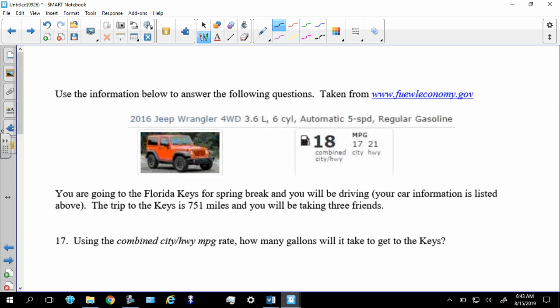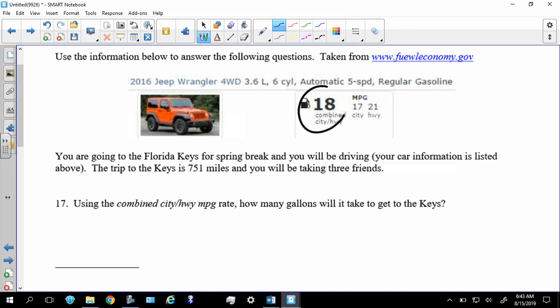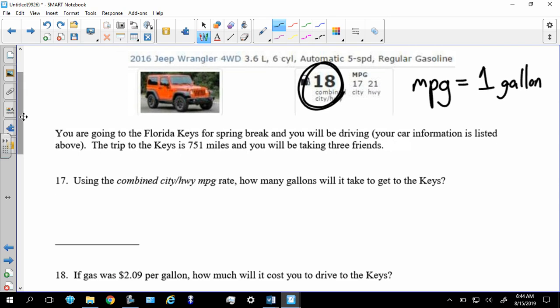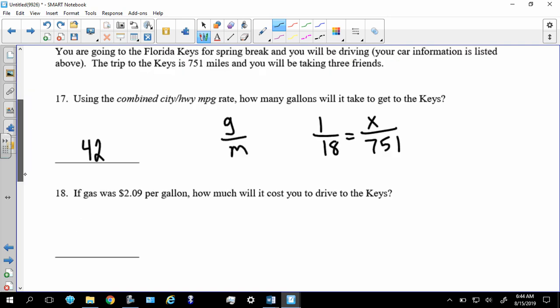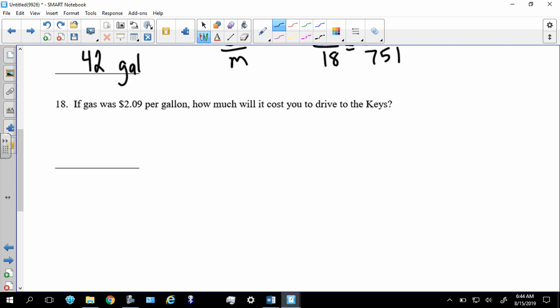And lastly, one of these questions we've done several of: the MPG question. With MPG, you always do 1 gallon. We've already done this several times. We're going to do gallons over miles. 1 gallon over 18 miles is equal to X over 751 miles, because that's the entire trip to the Keys. You get roughly an average of 42 gallons.